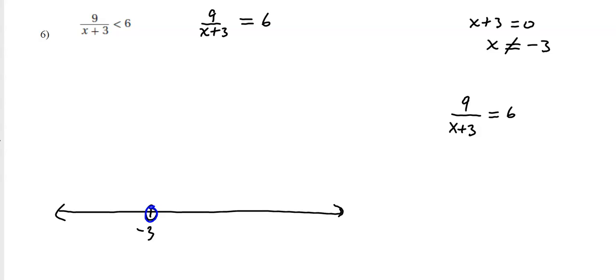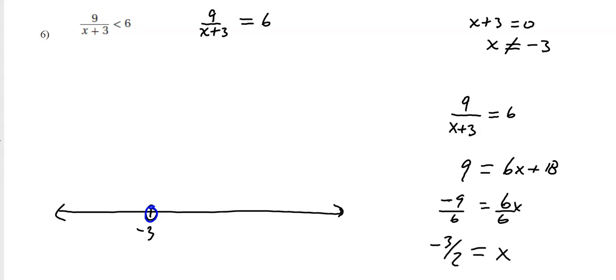Well, if I multiply by x plus 3, I get that, and minus the 18, I get that. And it looks like I get a little fraction action, which is negative 3/2, aka negative 1.5. So now I have my 3 regions, and this one over here cannot be equal, because if you go back and look at our original problem, that was a less than. So this is open as well.